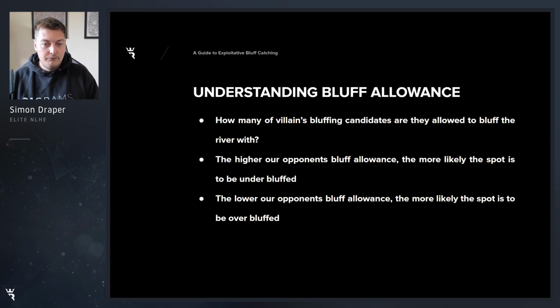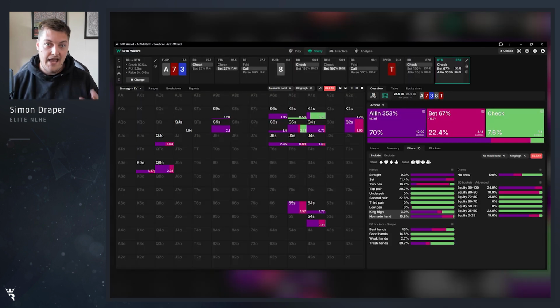A great rule of thumb for understanding bluff allowance from an exploitative angle is: the higher our opponent's bluff allowance, the more likely the spot is to be underbluffed. If we look at our ace 7 3 8 10 sim where we're facing a triple barrel, this is a spot that in reality is actually quite likely to be underbluffed, because even the solver is allowed to follow through and bluff every single bluff.